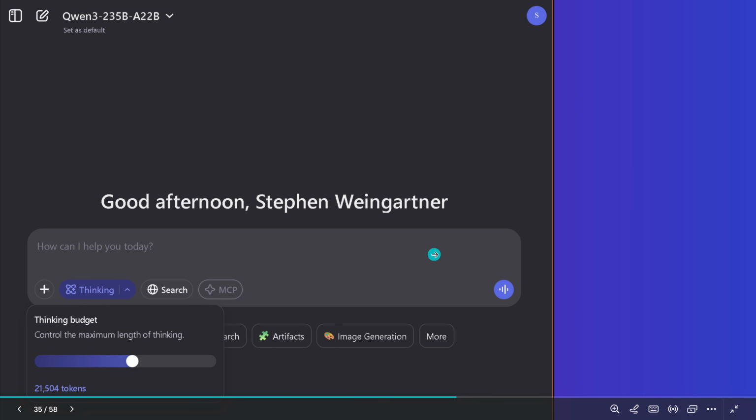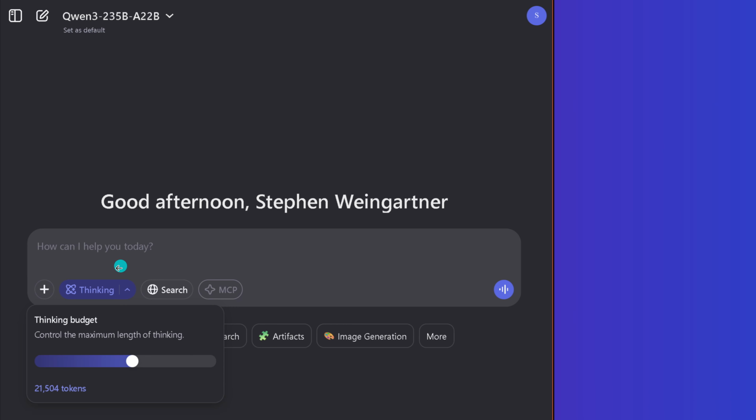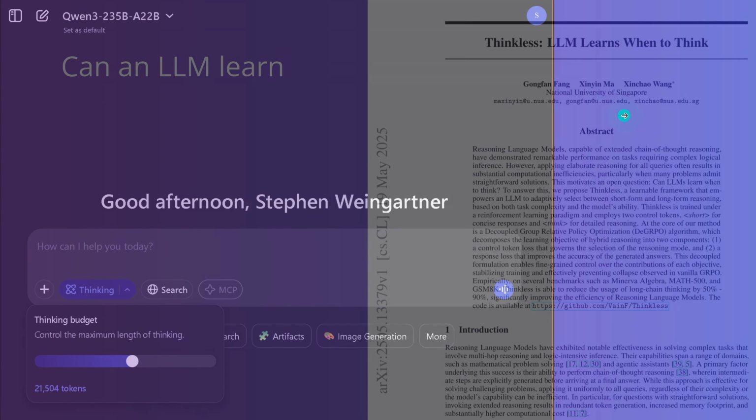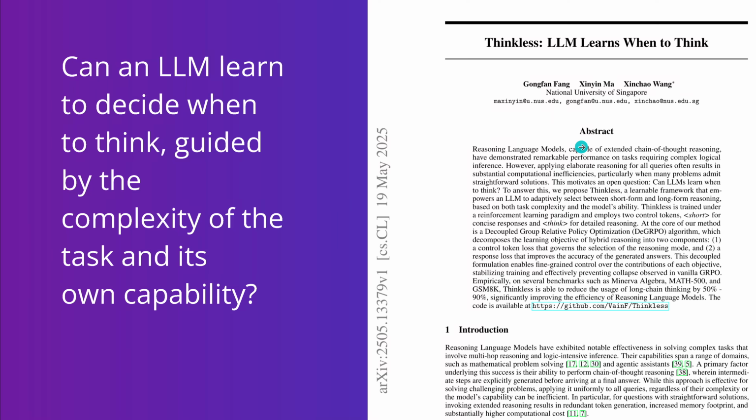And now we want the AI itself to decide, hey, what is the minimum budget to get to the right answer? So we are back here to the National University of Singapore. The question is, can an AI, an LLM, learn to decide when to think, when to activate complex thinking, guided by the complexity of the task and its own capability? And the answer is yes.